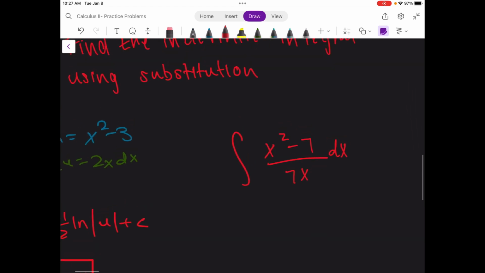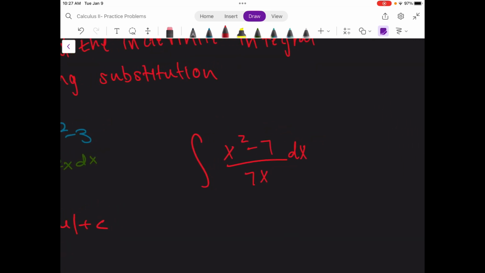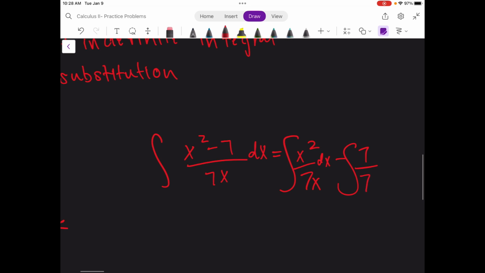And on this problem, it's a little bit different at first because trying to make a u substitution right away won't work, because first of all, du always has to be on the top. So for us to call the top u, that would mean du would be on the bottom, so it's not quite going to work. So what we're going to do instead is just notice that we could simply divide the two or separate them into two different fractions. So we could call this the integral of x squared over 7x dx minus the integral of 7 over 7x dx.